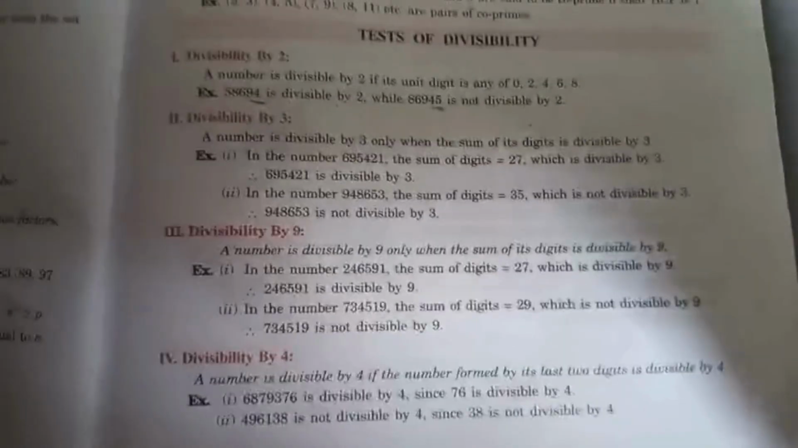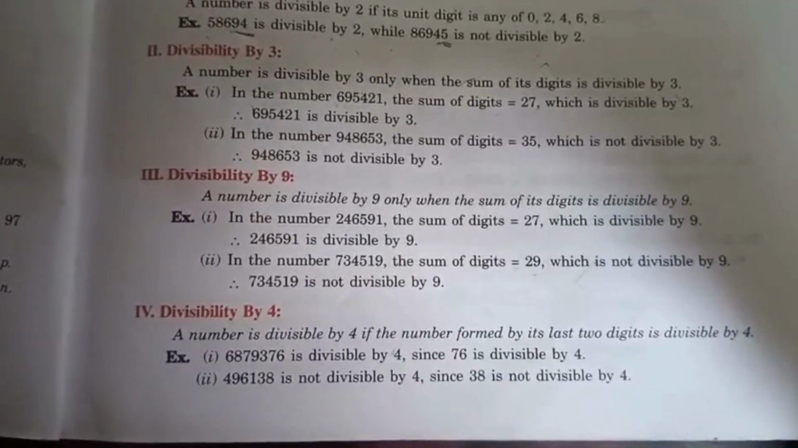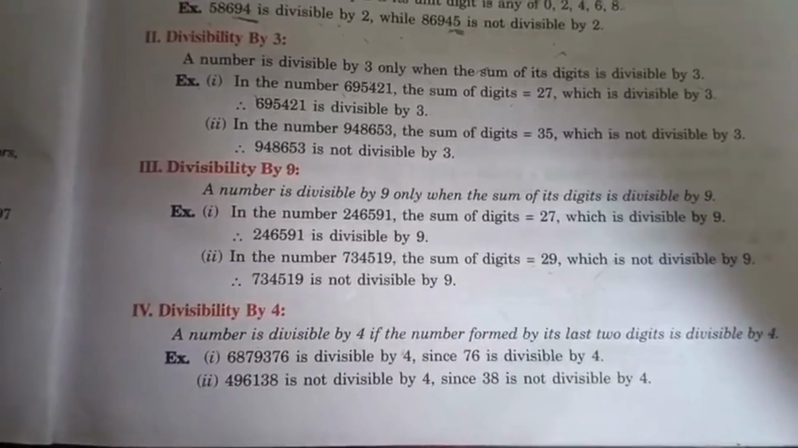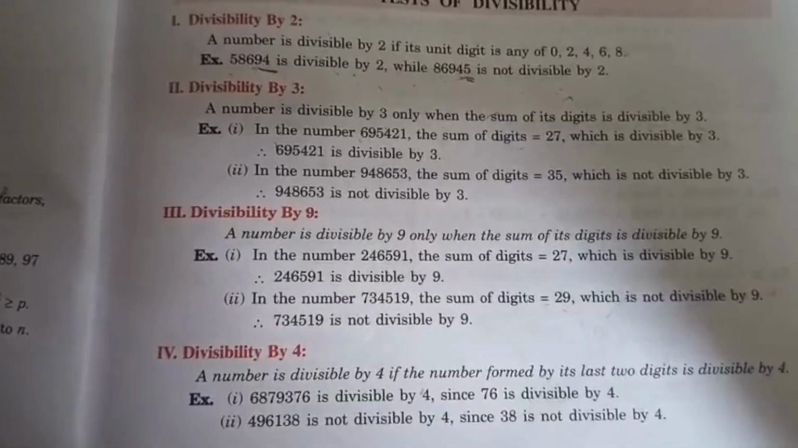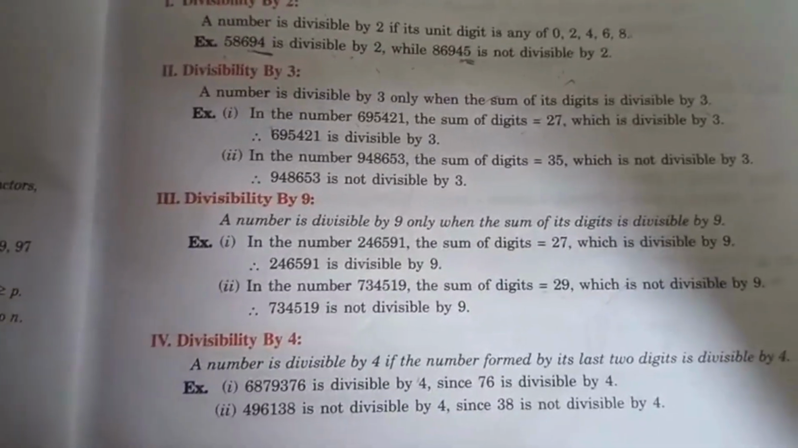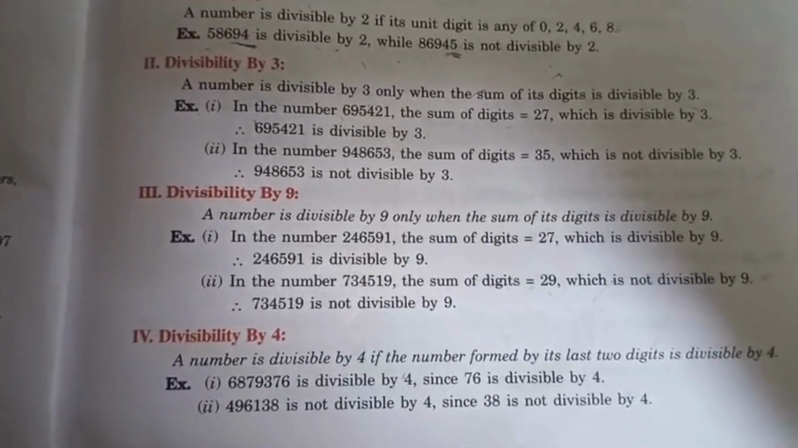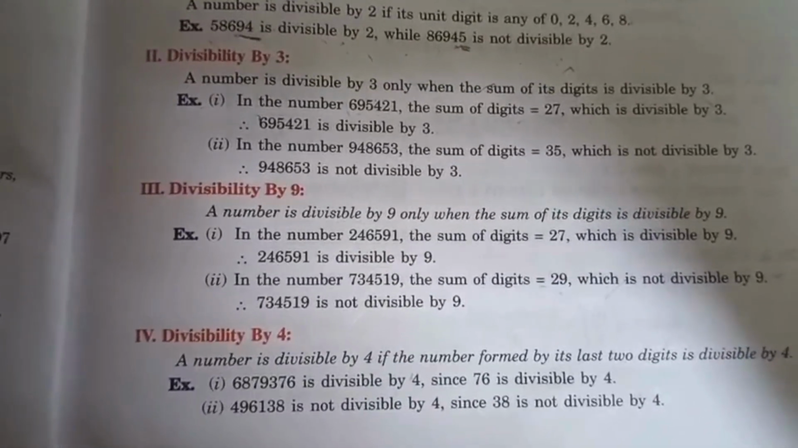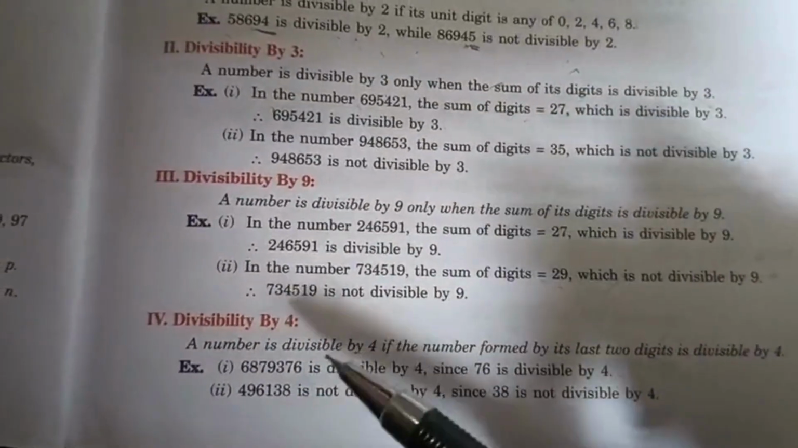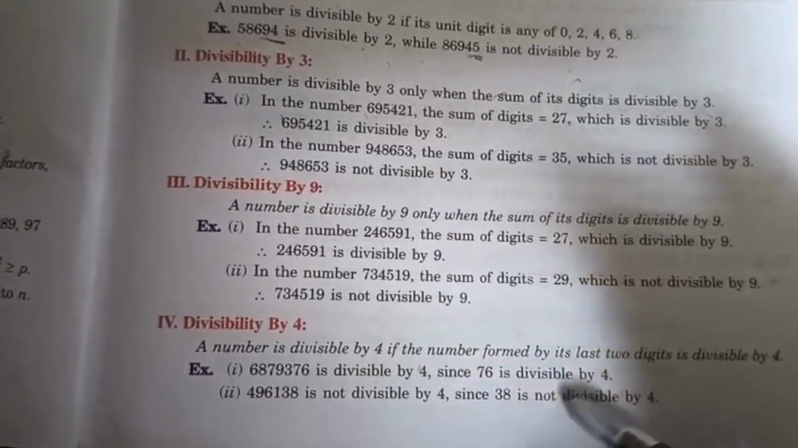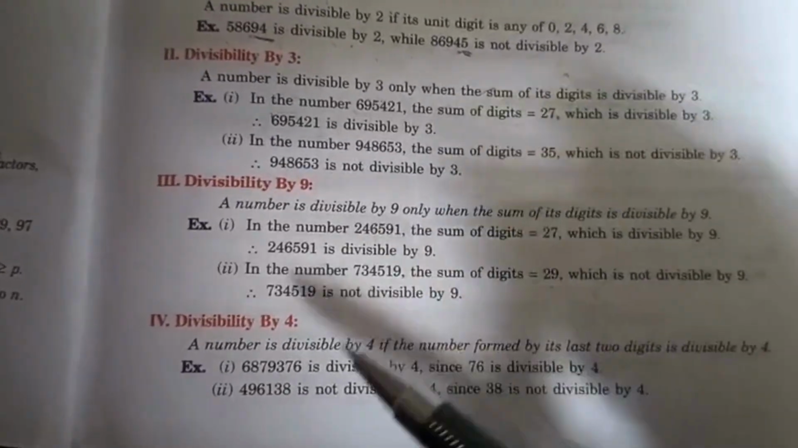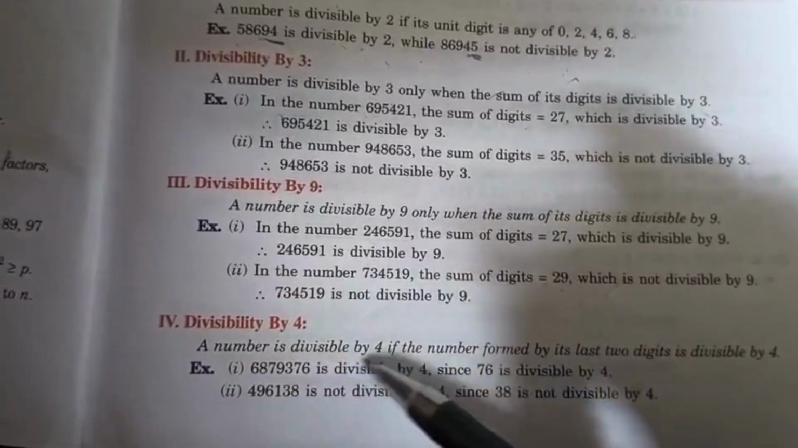Next, divisibility by 4. For divisible by 4, we only check the last two digits, and if those two digits form a number divisible by 4, so the whole number is divisible by 4. Okay, let's check. 6879376 is divisible by 4, since 76 is divisible by 4. That's why this number is divisible by 4.